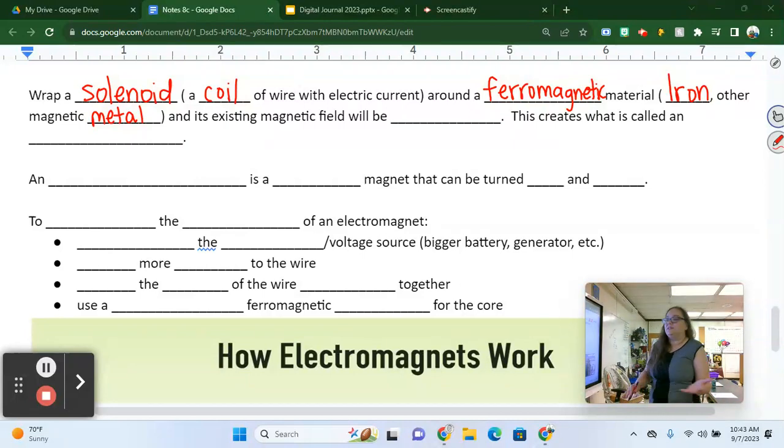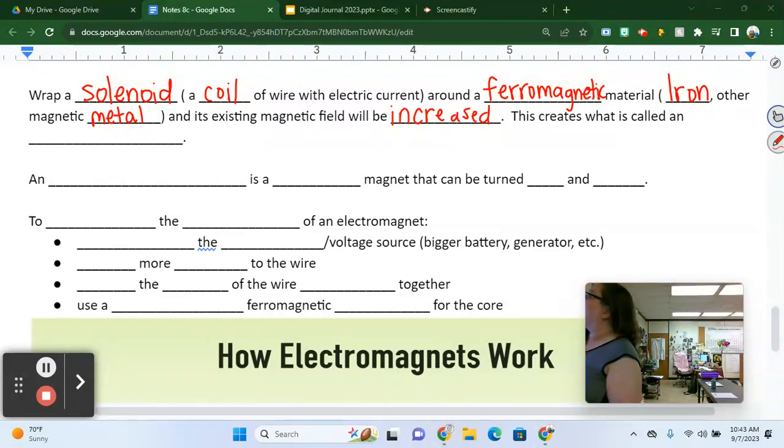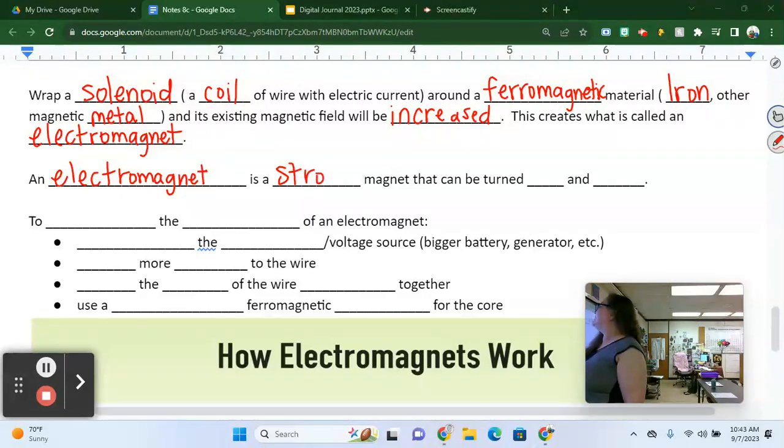It's an iron-based metal. So when you wrap the solenoid around our ferromagnetic metal, the existing magnetic field will be increased, and this creates an electromagnet. An electromagnet is a strong magnet that can be turned on and off. Okay, so to increase the strength of the electromagnet, there are 4 things to be done.